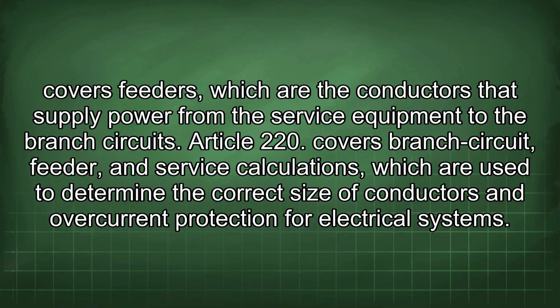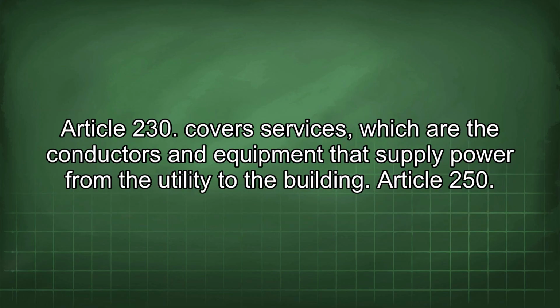Article 220 covers branch circuit, feeder, and service calculations, which are used to determine the correct size of conductors and overcurrent protection for electrical systems. Article 230 covers services, which are the conductors and equipment that supply power from the utility to the building.